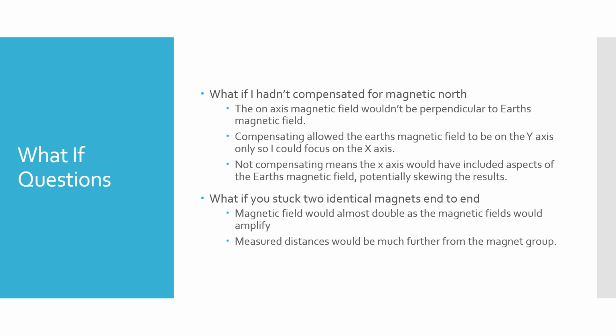If I stuck 2 magnets end to end, they would be creating similar magnetic fields. This means the fields would build on each other and create a net field that was almost double. This means the measured distances for each magnetic field strength would be much further.